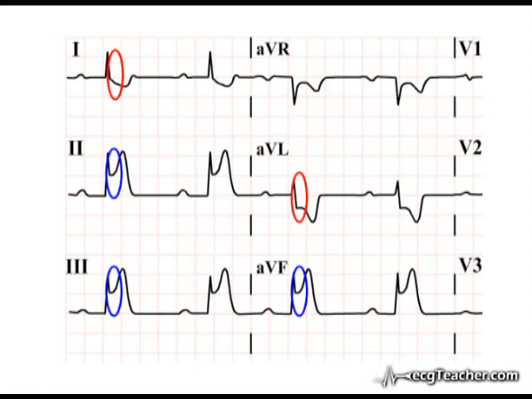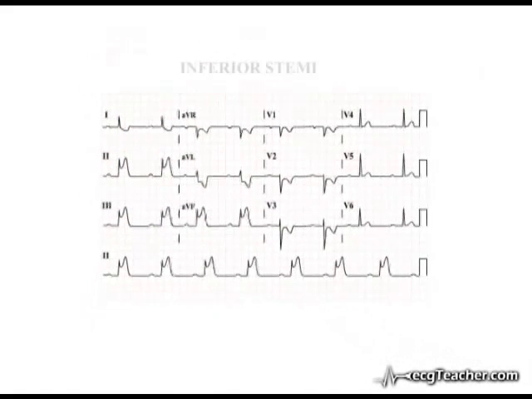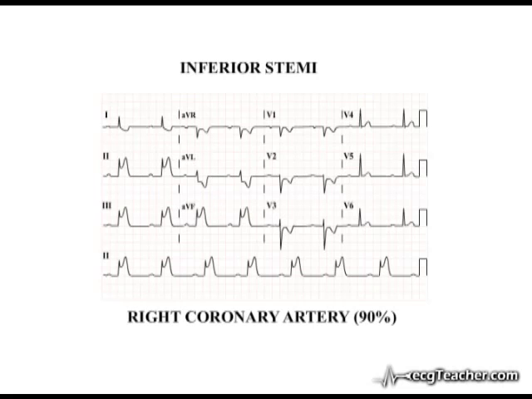In this example, reciprocal change in leads 1 and AVL does not indicate disease in the region under these leads. It is purely an electrical phenomenon produced by injury current in the inferior region. As the inferior surface of the heart is supplied by the RCA in 90% of people, this ECG pattern usually indicates obstruction of that artery.